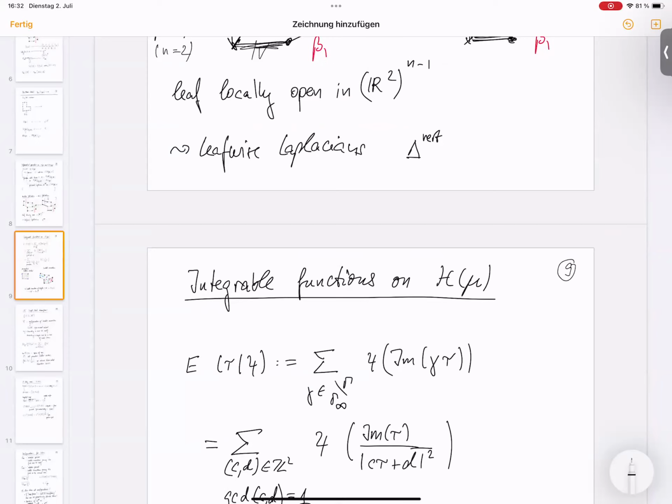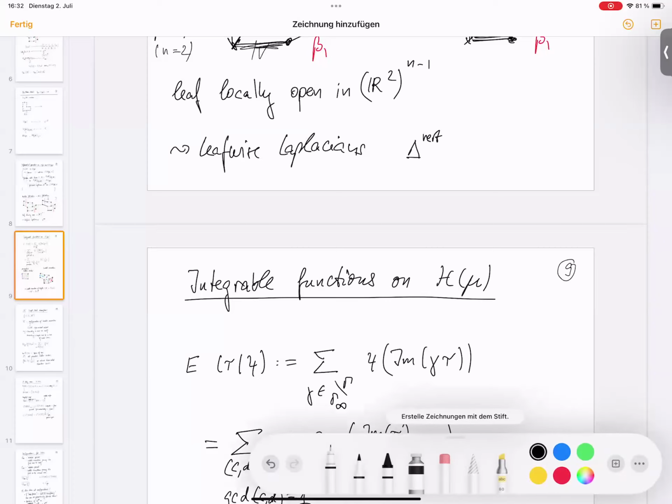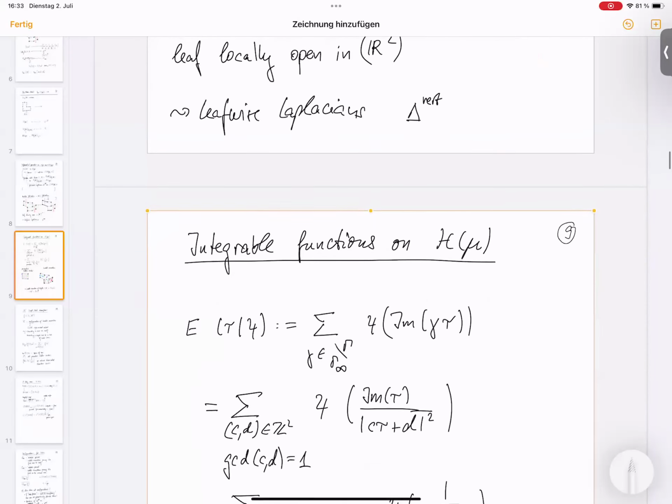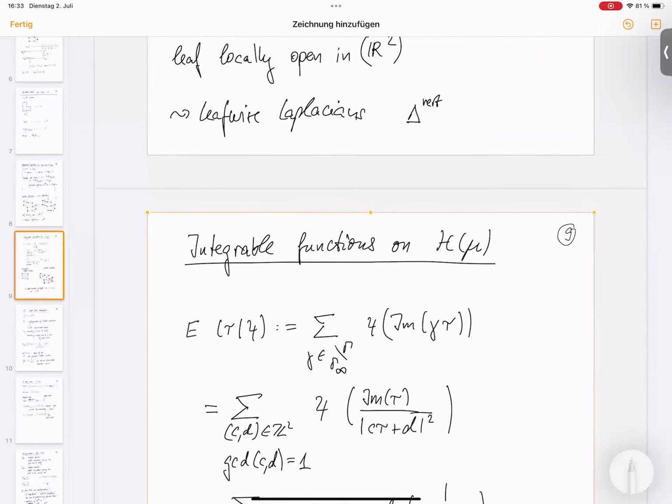And how should we transform them to strata? Well, let's have a look. Let's take the original definition that I was writing down a few slides ago and rewrite what the imaginary part of gamma tau actually is. It's the imaginary part of tau over c tau plus d, and the coset summation is, in fact, the summation over all pairs of coprime integers.